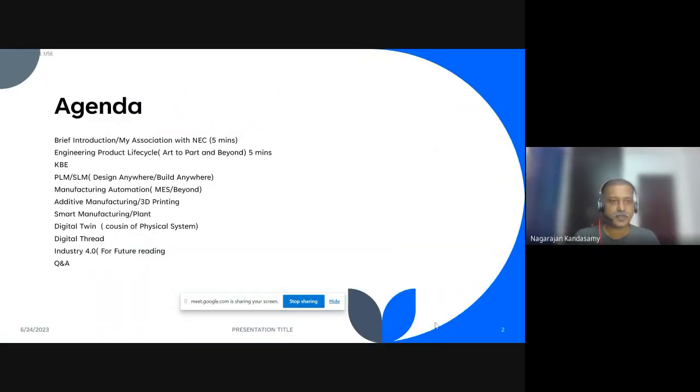And before talking about the specific areas or specific technologies, I just want to touch upon the typical engineering product life cycle. This is just to orient the students, to give them the end-to-end product life cycle, both design and manufacturing. Then we'll get into the specific areas, to set a context before getting into the specific subject.